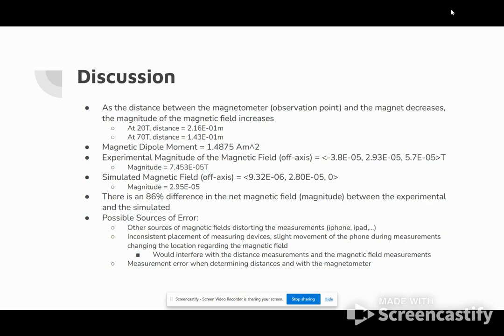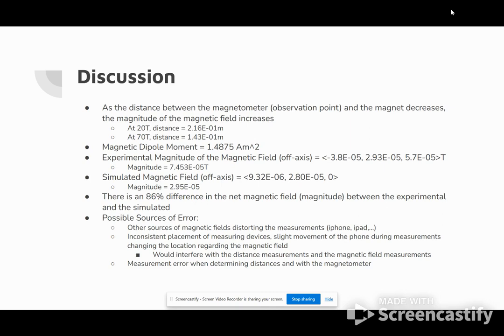For the discussion portion, as the distance between the magnetometer, or observation point, and the magnet decreases, the magnitude of the magnetic field increases. At 20 microteslas, the distance was 2.16e-1 meters. And at 70 microteslas, the distance was 1.43e-1 meters. Our magnetic dipole moment was 1.4875. The experimental magnitude of the magnetic field off-axis was 7.453e-5 teslas.